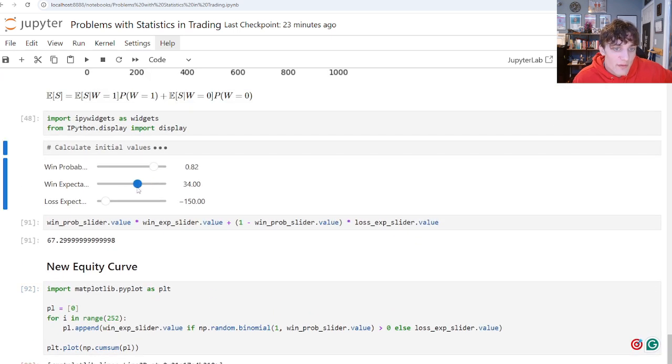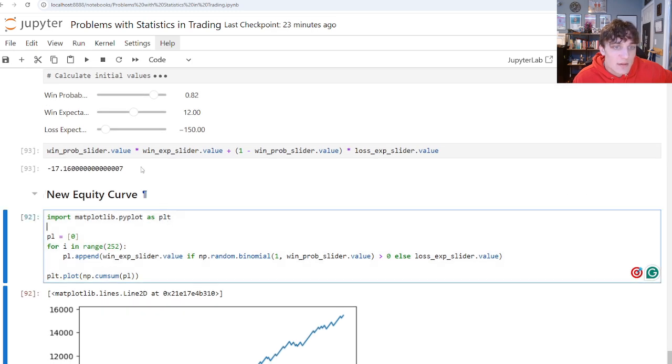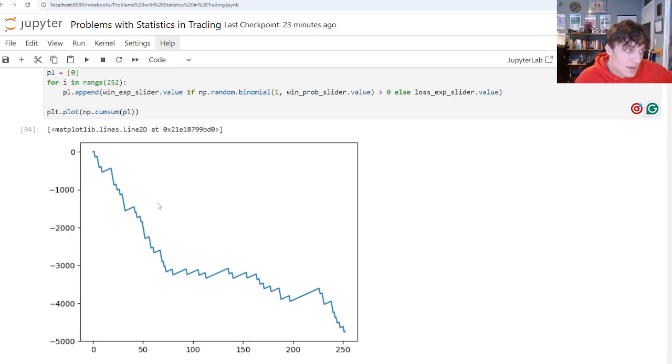But what if my win is 10 bucks and my loss is 150? Yeah, I have an 80% win rate, but what's my edge? Minus 17. What's my equity curve look like? That's a terrible equity curve. That is a terrible, terrible equity curve.